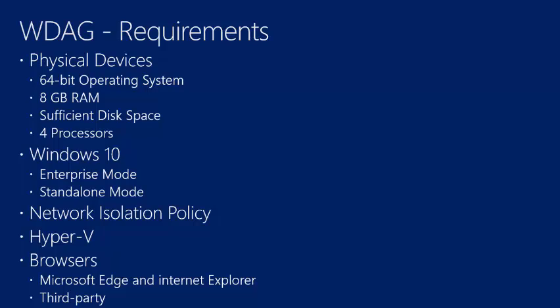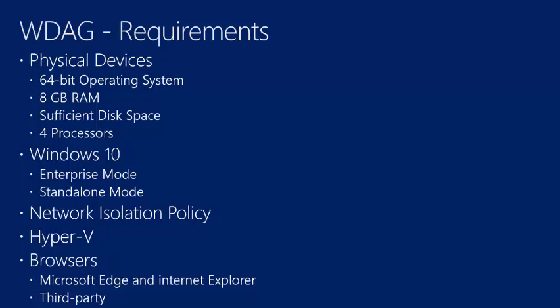You see the physical device requirements on the screen: 64-bit operating system, 8 gig of RAM, enough disk space, 5 gig is there, 4 processors. Can you install Application Guard without this configuration? By default, no. Yes, there are ways to bypass this. Again, for testing, you don't want to in production, and you probably don't want to for testing either, because it will slow things down, but you can. These are the requirements for the physical devices. You'll see more about that in a minute.